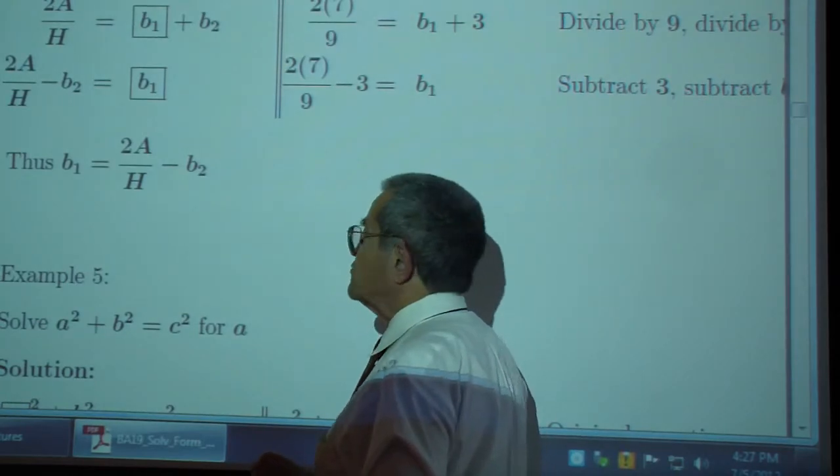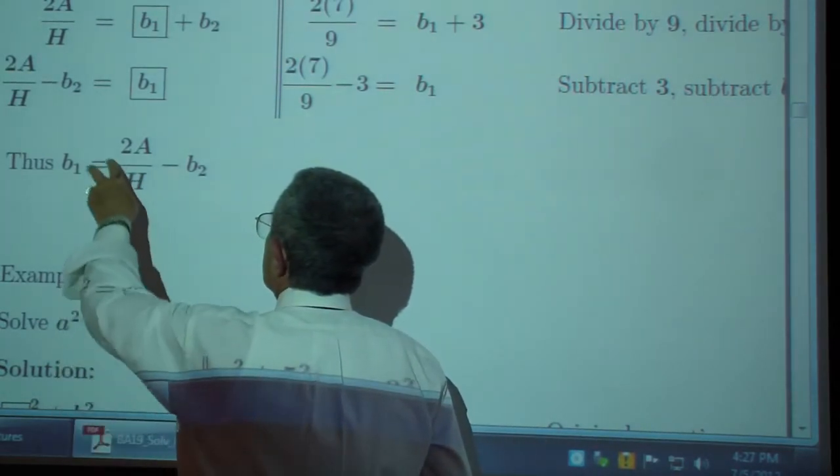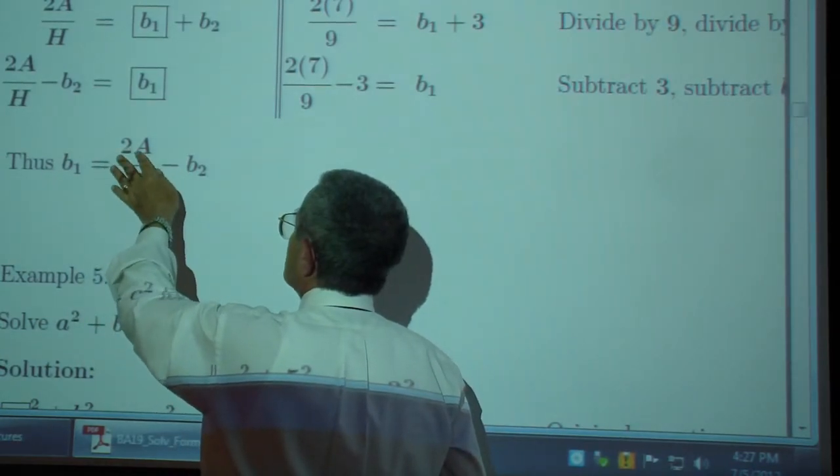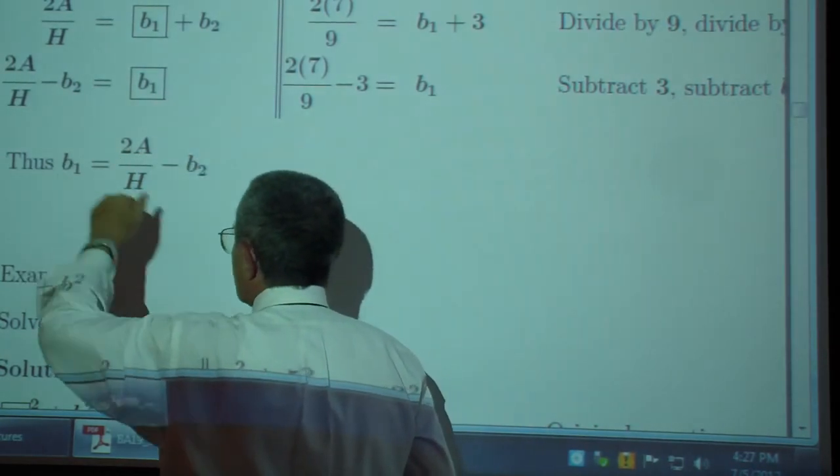Depending on how you do it, you could also have come out with one fraction with the denominator H and the numerator all of 2A minus BH, all that over H.